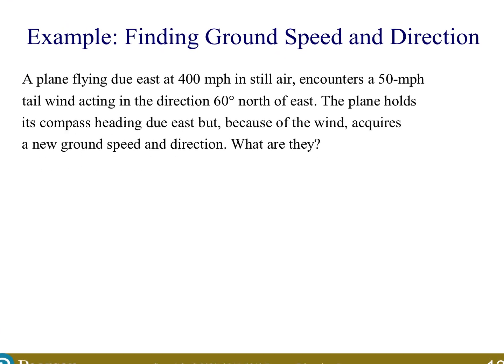One common physics problem is to find out how wind as a vector would affect something that's already in motion. So we've got a plane flying due east, that gives us our direction vector. 400, that gives us our velocity in still air, and then the wind comes along. So let's talk about our plane first. So we've got the plane velocity vector. It's going due east.